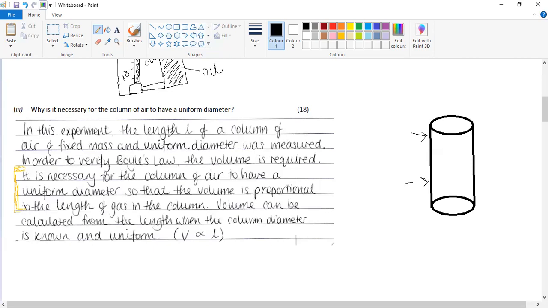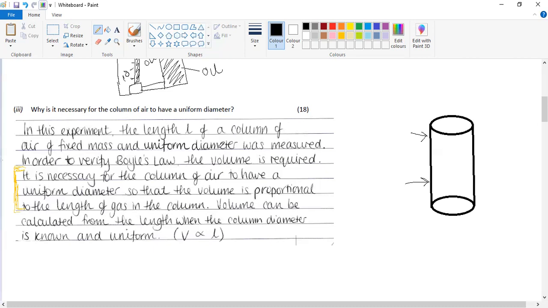So the student measured the length of a column of air, but the cylinder was uniform diameter. We want the volume because we're trying to verify Boyle's law. And in order to get the volume, we need to have that uniform diameter because otherwise the length is meaningless. So it's necessary for the column of air to have a uniform diameter so that the volume can be proportional to the length of gas in the column.